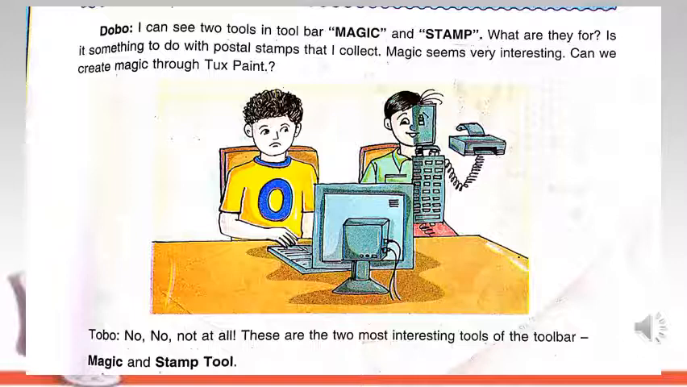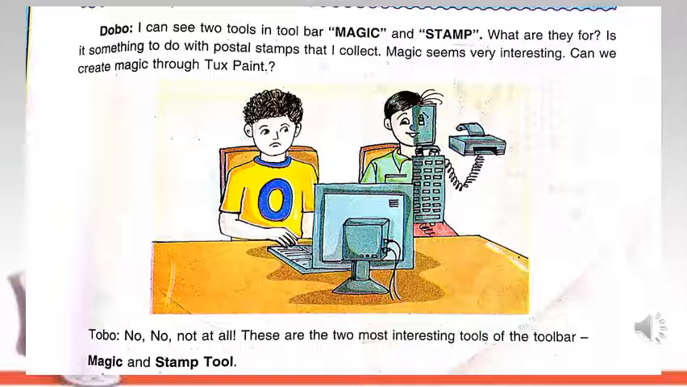Now I will show you two friends. One name is Dobo and another name is Tobo. They will work on Tux Paint. Let's see what they talk. So Dobo says, I can see two tools in the toolbar, magic and stamp. What are they for? Is it something to do with poster stamps that I collect? Magic seems very interesting. Can we create magic through Tux Paint?